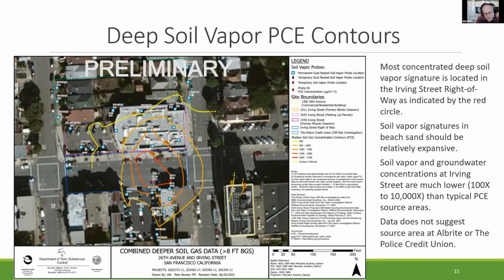This figure shows the cloud of PCE vapor in the beach sand under the neighborhood, specifically the concentration of PCE in soil vapor. Each of these lines represents a common concentration. The most concentrated deep soil vapor signature is located within the street, within this red line circle. This represents 2,000 micrograms per meter cubed, or higher levels, inward. As you step out, each ring represents a progressively lower concentration.